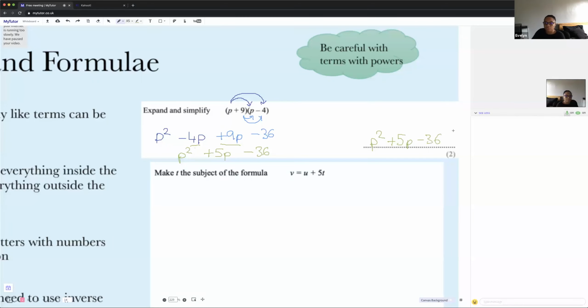Now, if you decided to write minus 36 plus p squared plus 5p, you still get the mark. It doesn't matter which order you put the numbers and the letters when you're adding and subtracting, as long as they're the correct sign.